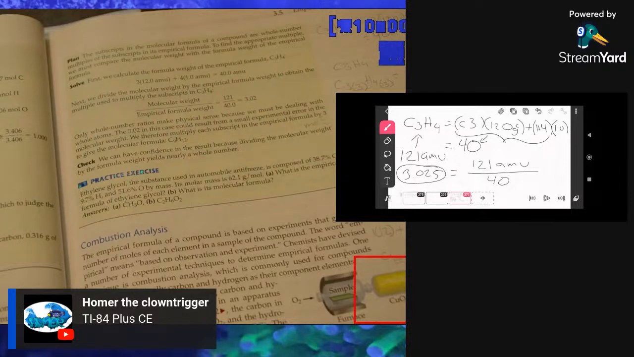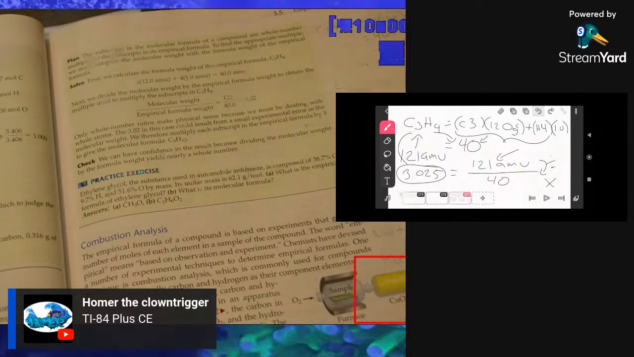So what does that 3 mean? You see how this is the smallest we got, and this is the total that they gave us. When we get this 3, see how we're dividing everything by 3? That 3, we're going to eventually use to multiply the subscripts, those two numbers.